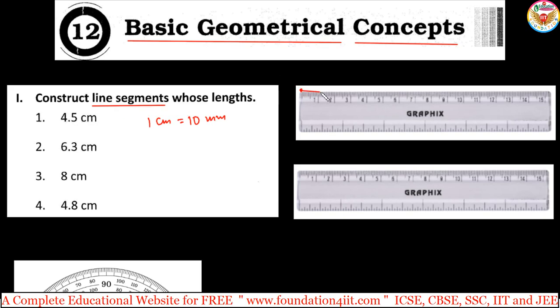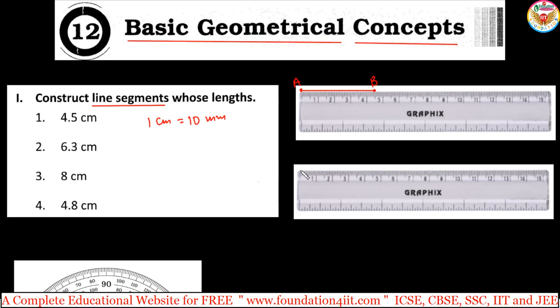Go till 4, then between 4 and 5 is 4.5. Now you can remove the scale and just keep the markings A and B. So this is a 4.5 centimeter line, depending on the scale. I'll show you one more example.